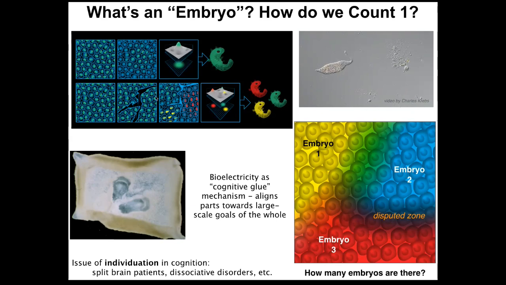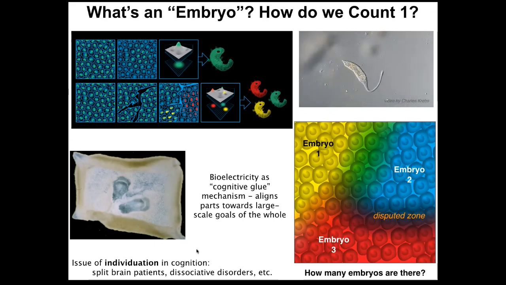It is solved in real time by processes of alignment, by this, and I'm going to mention this again and again, this notion of cognitive glue, these mechanisms that enable individual pieces to align in some kind of problem space, in this case the anatomical space, to have a shared vision of what it is that they're going to build. And bioelectricity is a really important cognitive mechanism, it's not the only one, that allows wholes to form.